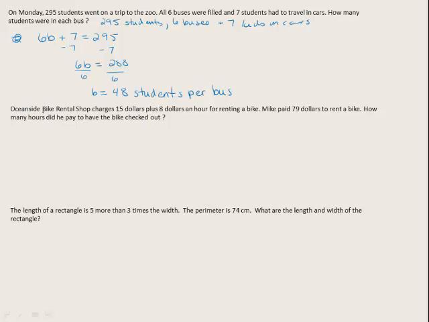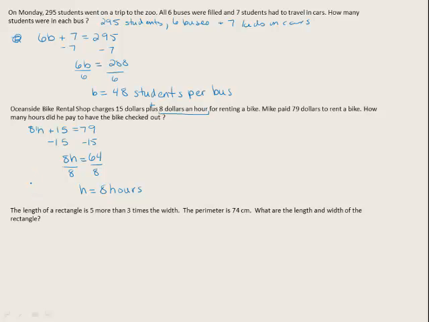Our next example: Oceanside Bike Rental charges $15 plus $8 an hour for renting a bike. So 15 plus $8 an hour, this is a multiplication. So I have 8h plus 15, and Mike paid $79, so that equals 79. Subtract both sides by 15. 8h is equal to 64. Divide both sides by 8, and h will be 8 hours that Mike rented his bike.